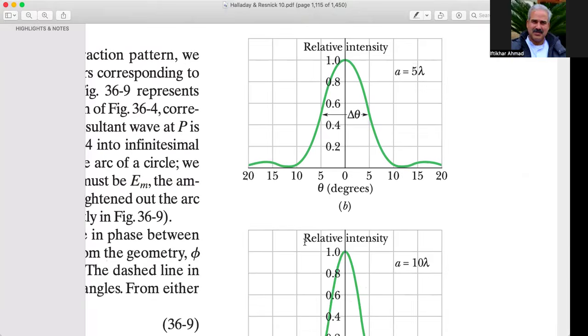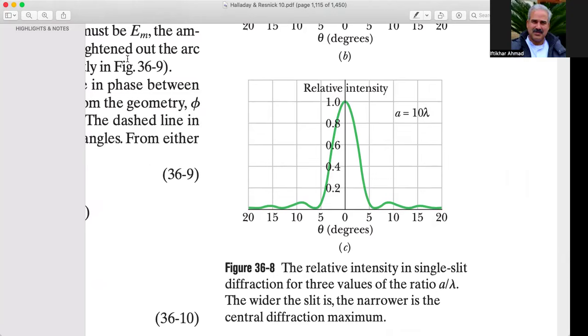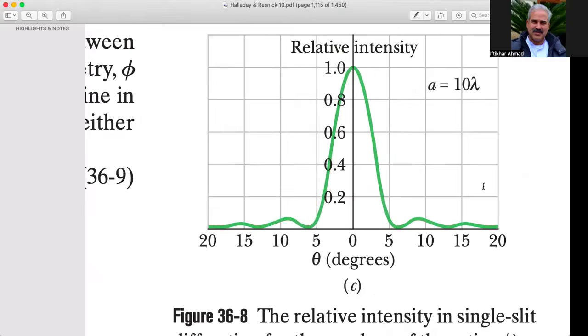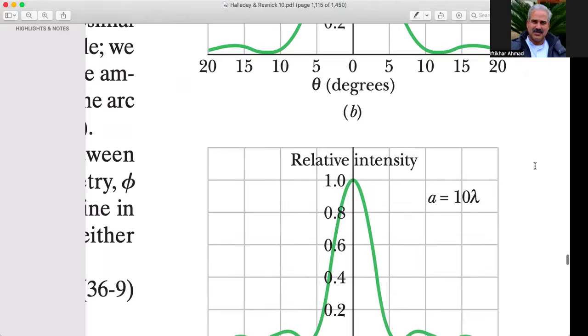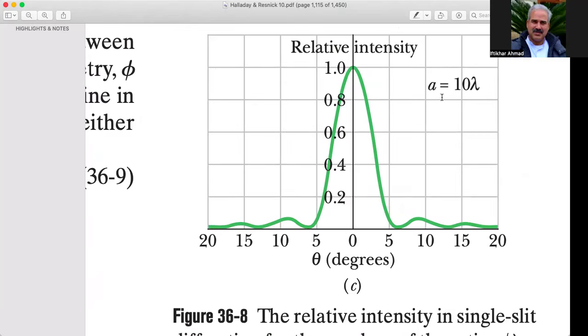If we further increase the slit size, like here, this is a beautiful figure where the slit size is 10 times the wavelength, and we see the diffraction pattern is sharp. The diffraction pattern is beautiful. So this means that the diffraction pattern is sharp when the slit size is 10 times the wavelength.